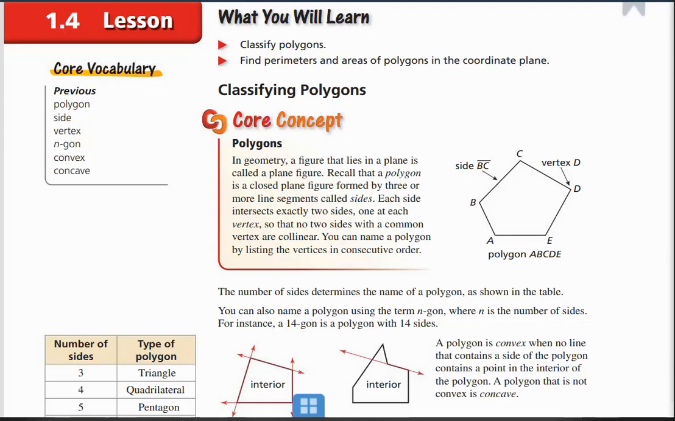See what we got going on here. So lesson 1.4, there is, if I turn that on, then it works. There we go.